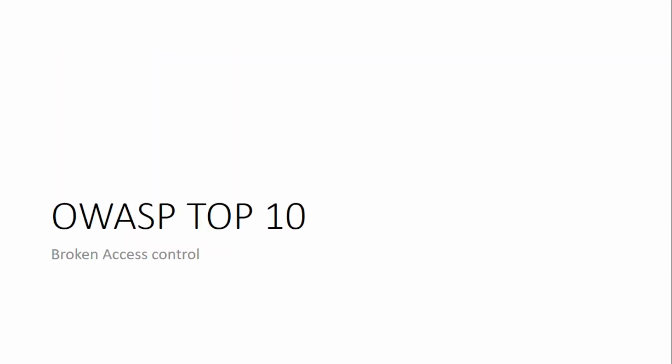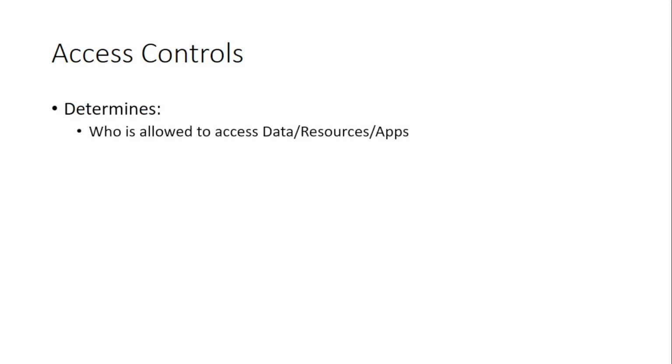We'll be looking at the top 10 vulnerabilities from the OWASP Top 10 list in descending order. The first one on the list is broken access control. First, what are access controls? Access controls are the things that determine who is allowed to access data, resources, and apps in general, and what they are allowed to do with it.